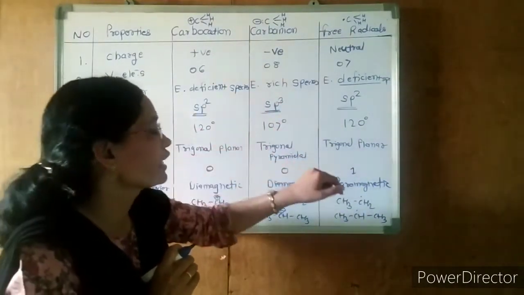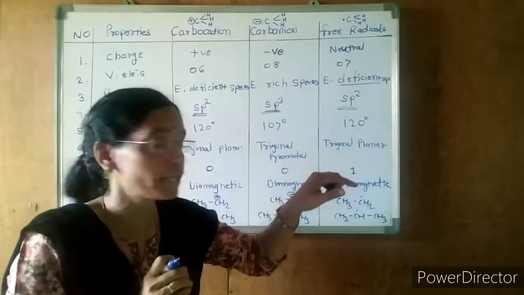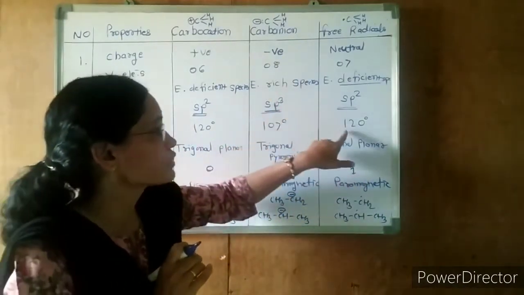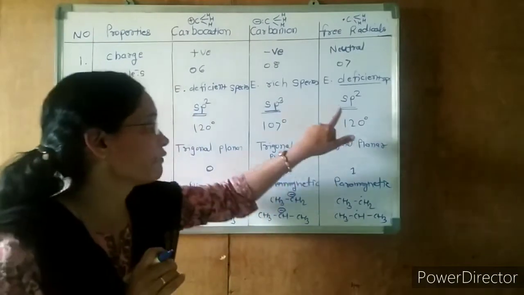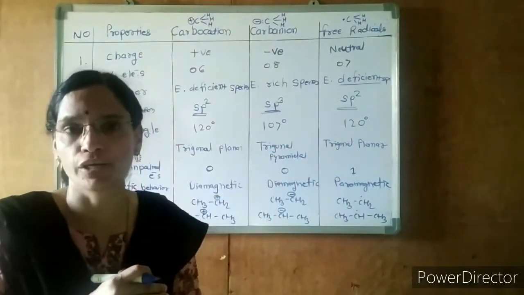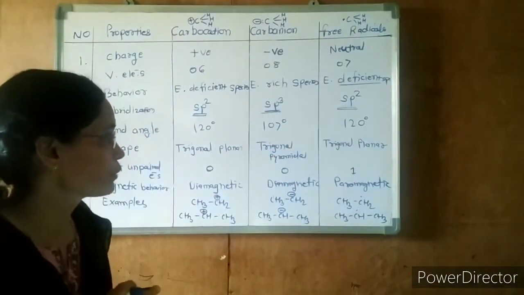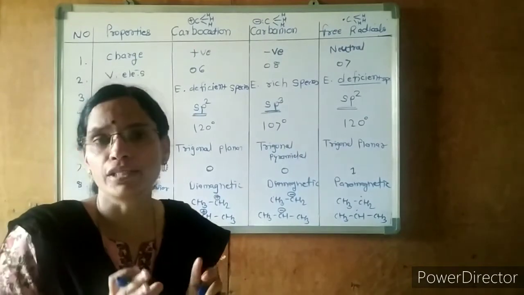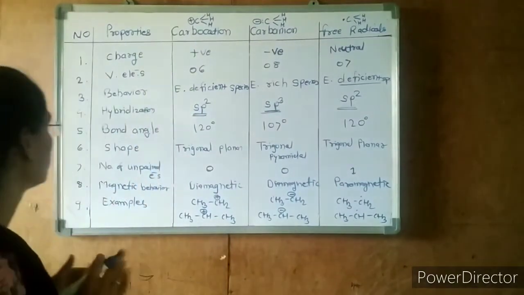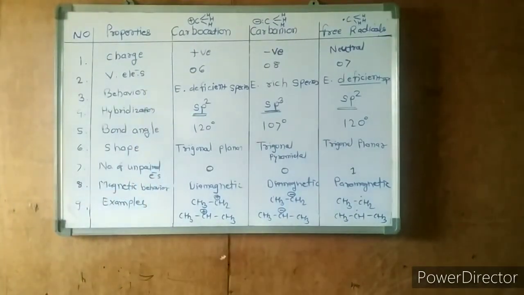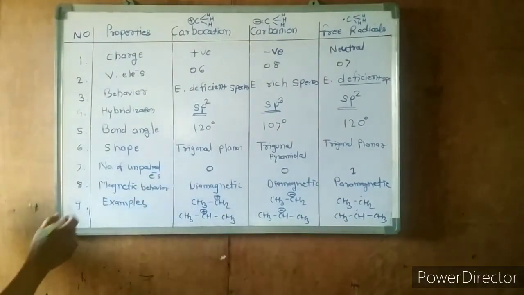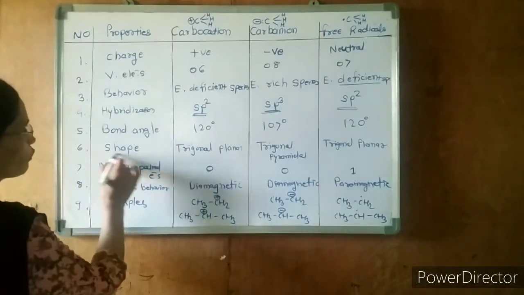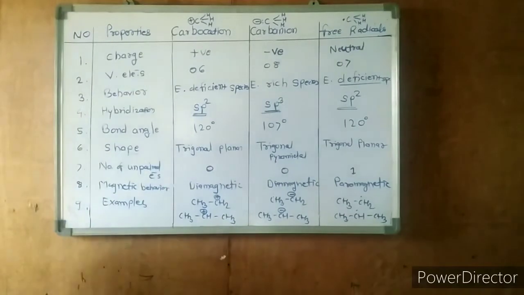Now in case of the free radicals, the bond angle is 120 degrees. It has sp2 hybridization. sp2 hybridization means the bond angle is 120 degrees, right? Now the next property, the sixth property, is the shape of the molecule. How is the shape of the molecule?